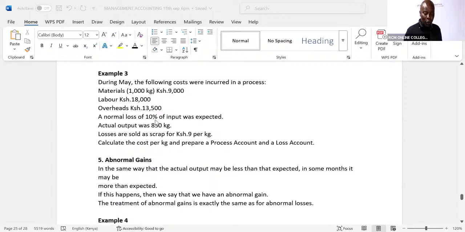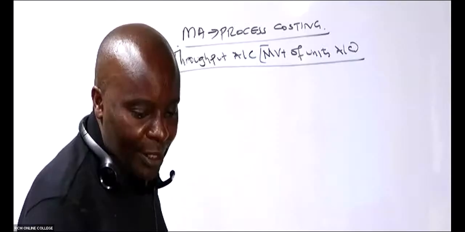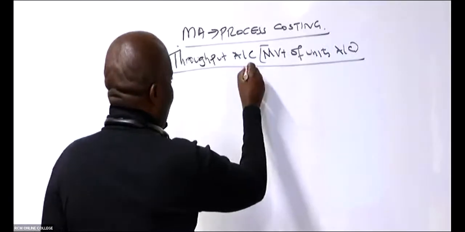We should develop what we call a throughput account. A throughput account is an account which gives us the movement of units. Very, very important: a movement of units account. And this is how it shall look. It's just a normal T account, so we have our normal T account here.